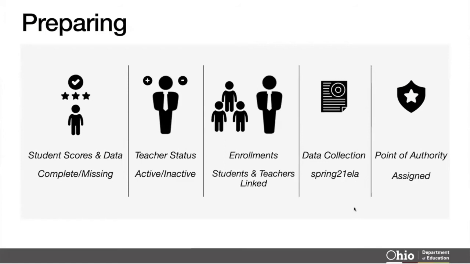Again, looking at the enrollments, making sure that students and teachers are linked and that they're linked with that enrollment token. And then we're going to talk a little bit about the point of authority and making sure that that is assigned so that those scores are with the correct districts.